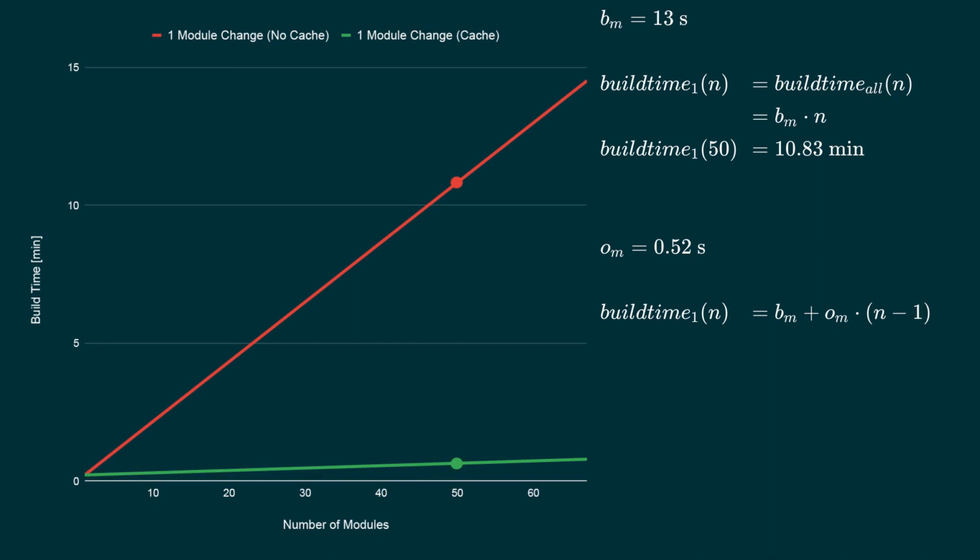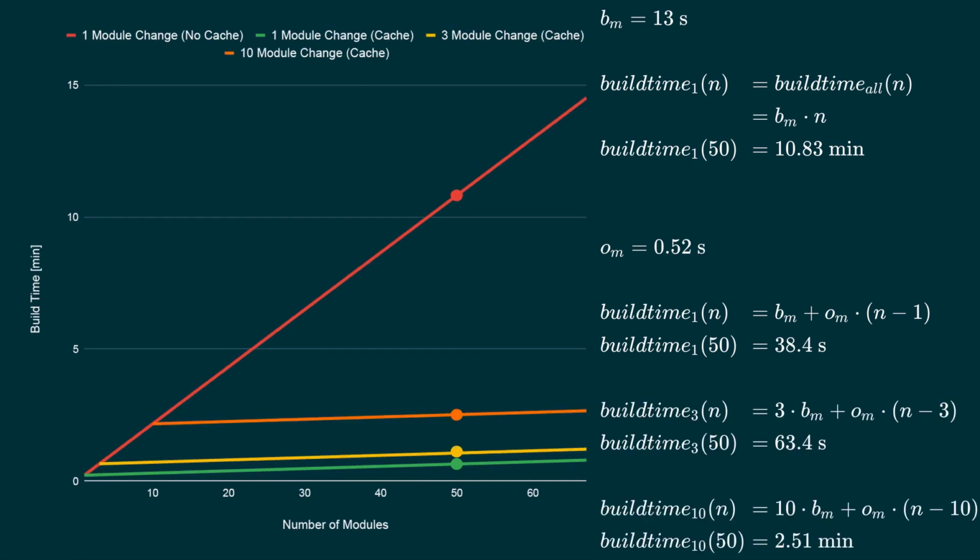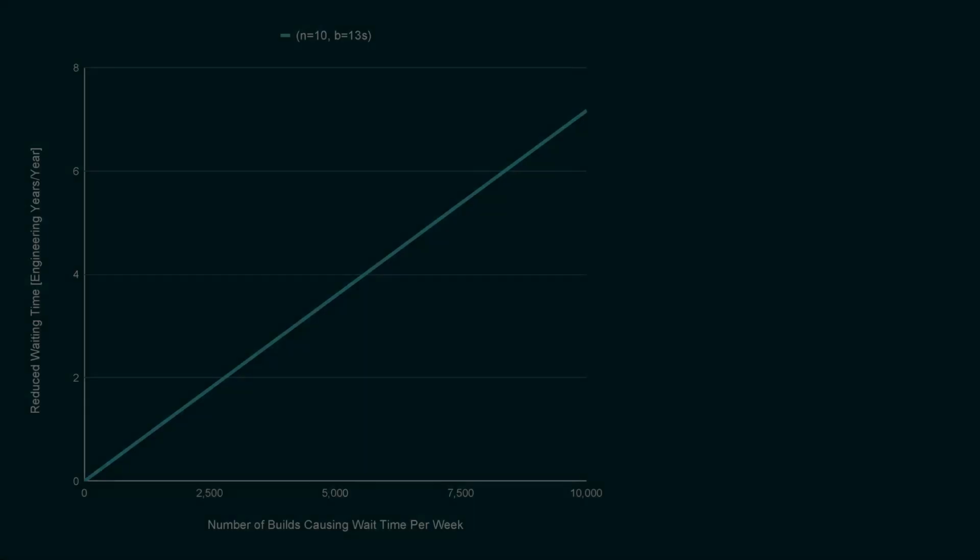Therefore, for a 50 module project, the build time for a one module change is only 38 seconds instead of 11 minutes without the cache. You would see a similar behavior for changes that affect 3 modules or 10 modules. The reason why the saving potential from a cache is so enormous is that for most projects, most of the changes per build affect only a smaller subset of the codebase.